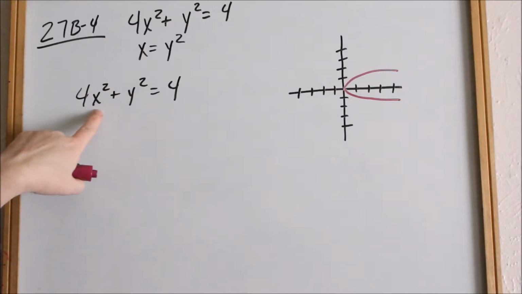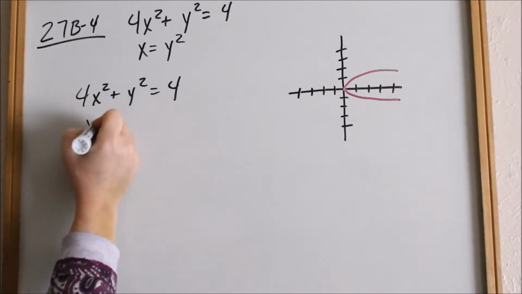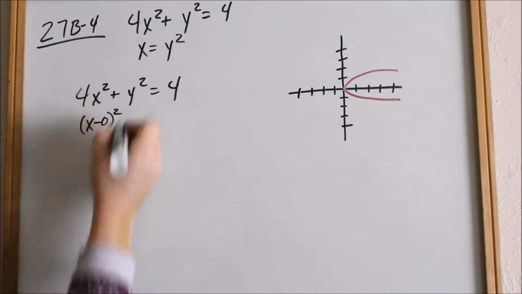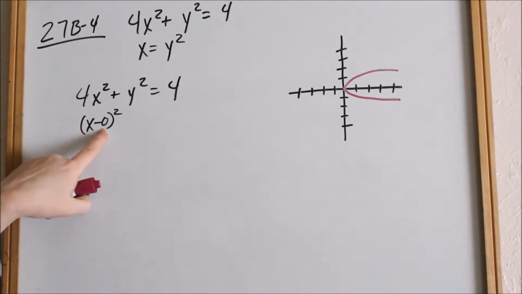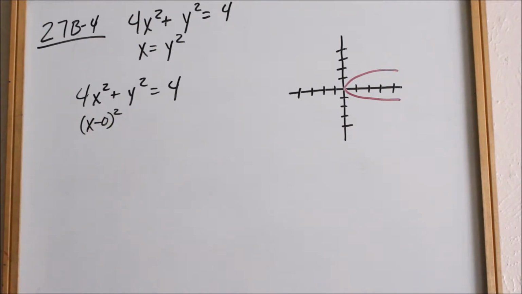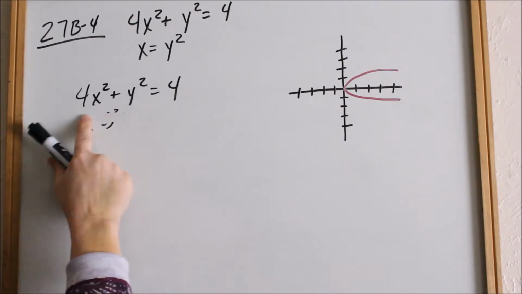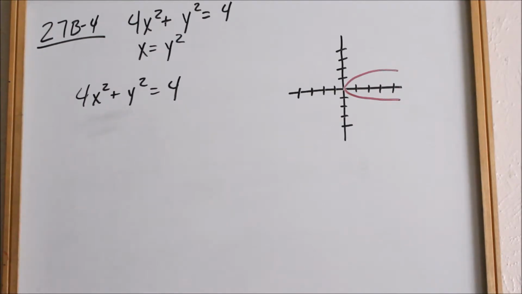Okay, first off, since there's no parentheses, then I know that my center is the origin, okay? Because this would be the same as saying x minus 0 squared. X minus 0 is x and x squared. So when there's no parentheses, your center is the origin. So I know that my center is the origin. So how do we find the axis point?